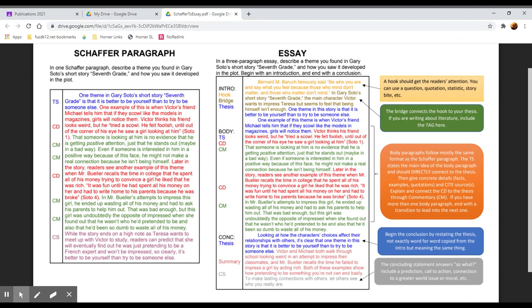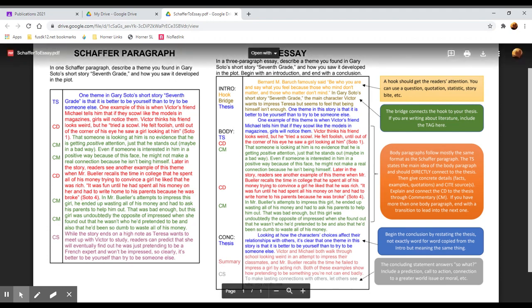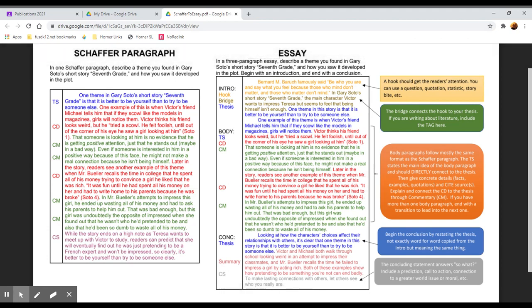Bueller's attempts to impress this girl, he ended up wasting all of his money and had to ask his parents to help him out. That was bad enough, but this girl was undoubtedly the opposite of impressed when she found out that he wasn't who he'd pretended to be, and also that he'd been so dumb to waste all of his money. Right? He specifically says he was trying to convince a girl that he was rich. So I'm sure she wasn't impressed to find out that he wasn't actually rich, right?